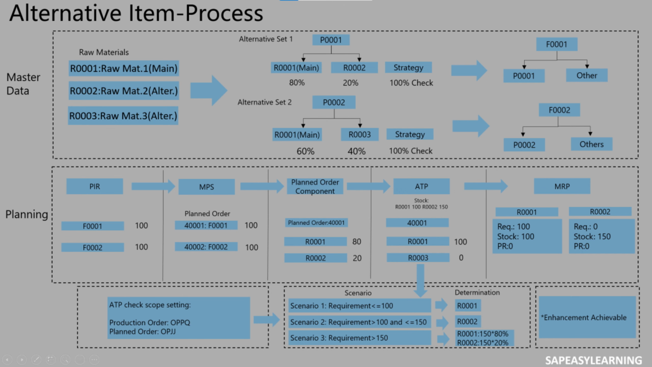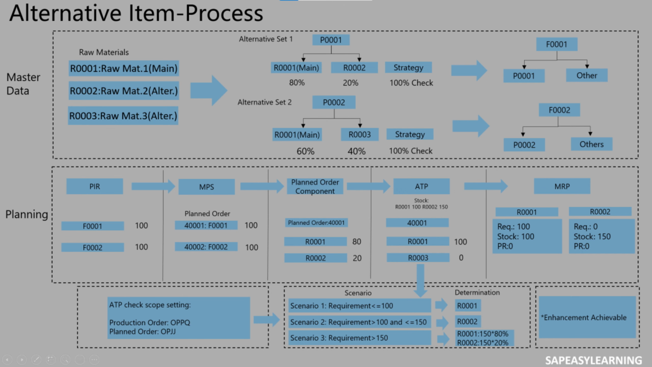The priority in each alternative set: we have one material as the main item. Other materials are alternative items. So this setting will be used when consuming the materials. Another thing is the alternative strategy. This setting of 100% will ensure only one material from the alternative set will be selected when doing assembly.